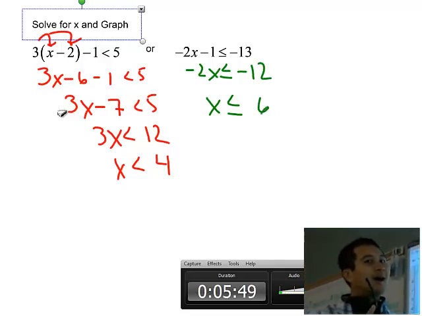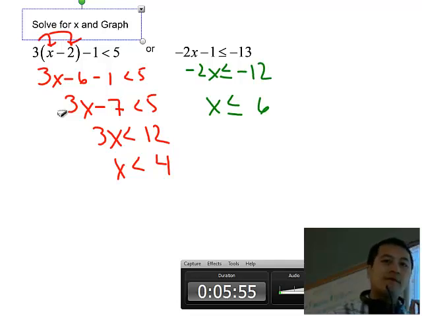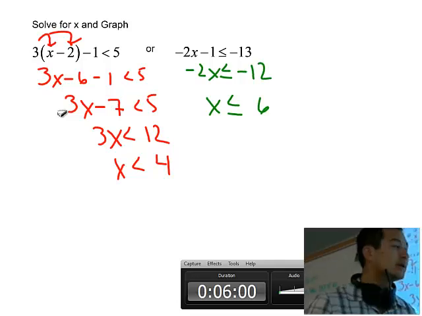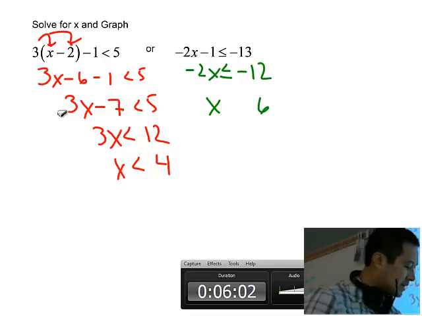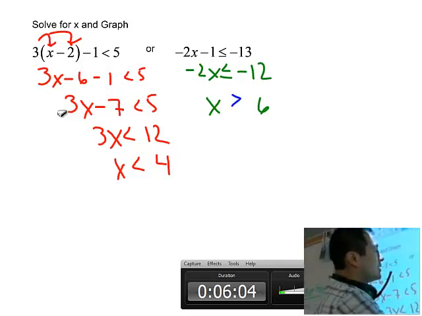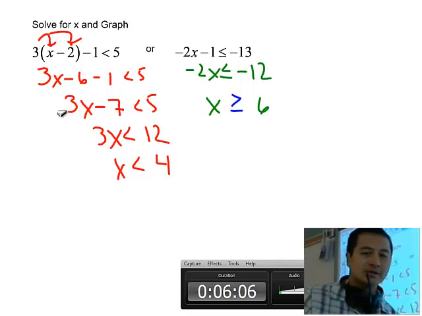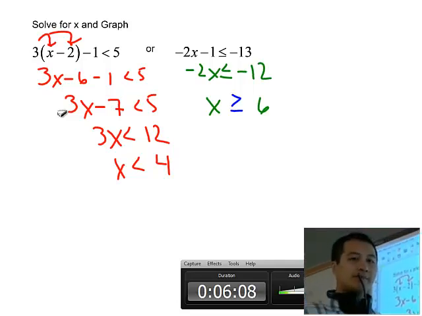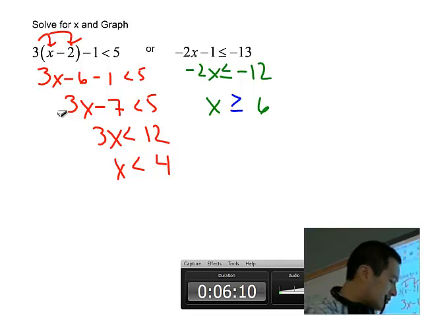Correct? I don't know if you caught that, but when I divided both sides by negative 2, I forgot to flip the sign. So make sure that you actually flip that sign. Everyone take a look at yours. Is your sign flipped? Make sure that sign is flipped to be greater than or equal to 6. Sound good? I'm going to graph this for you now.